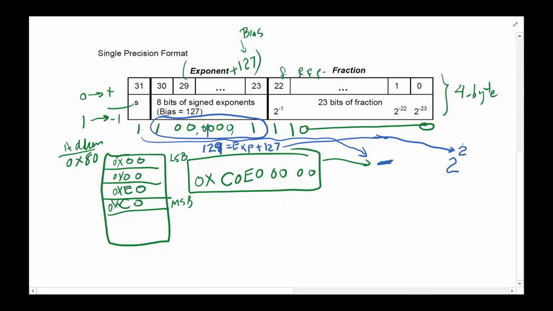Okay, and then the next item is, do you always have a 1? This 1 is always there, though we don't show that portion of it. And these are all the fractions that are available. All the fractions are 1, so 1 times 2 to the 2. So that's basically how you go from hexadecimal, or bytes in memory representing a float, to the decimal value of it.